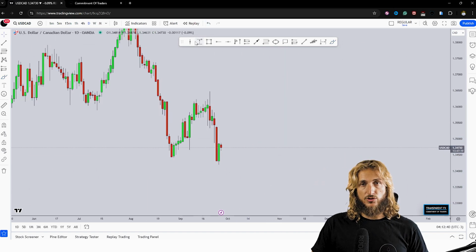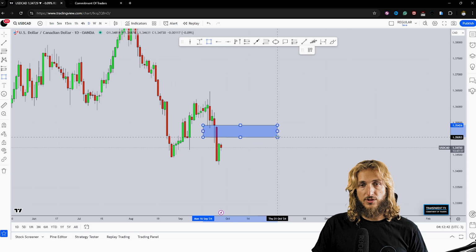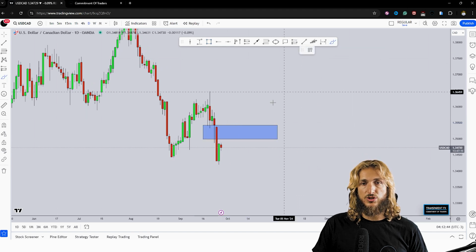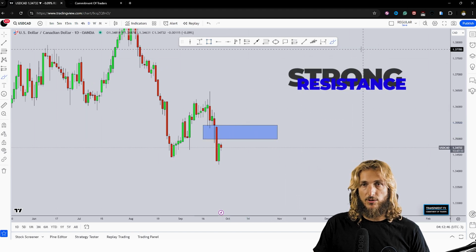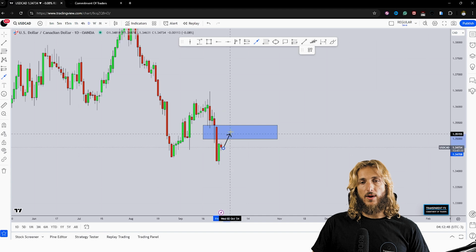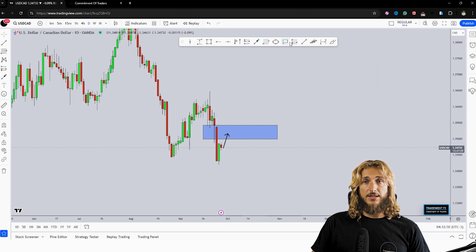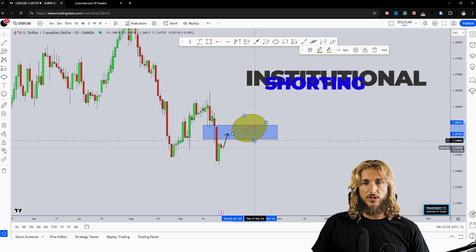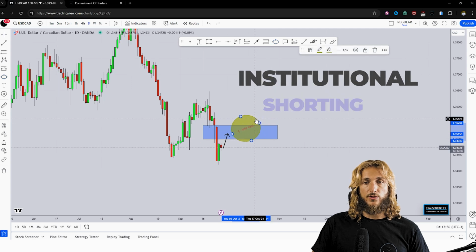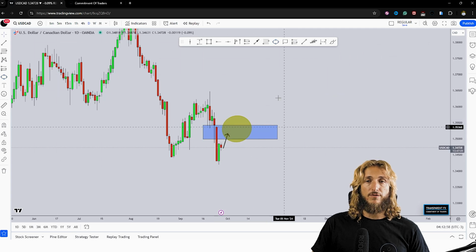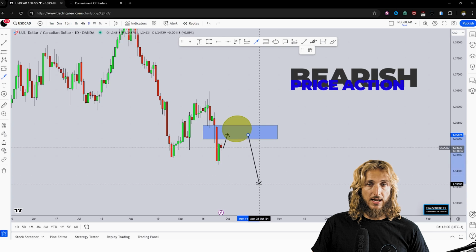If we check the structure, we can notice how we do have previous daily support, which is now turned resistance around this level. So if the market will now go and correct into this zone, there is a possibility inside of here to see more institutional shorting, which at that point could further increase the probabilities of that potential rejection to the downside away from the level.